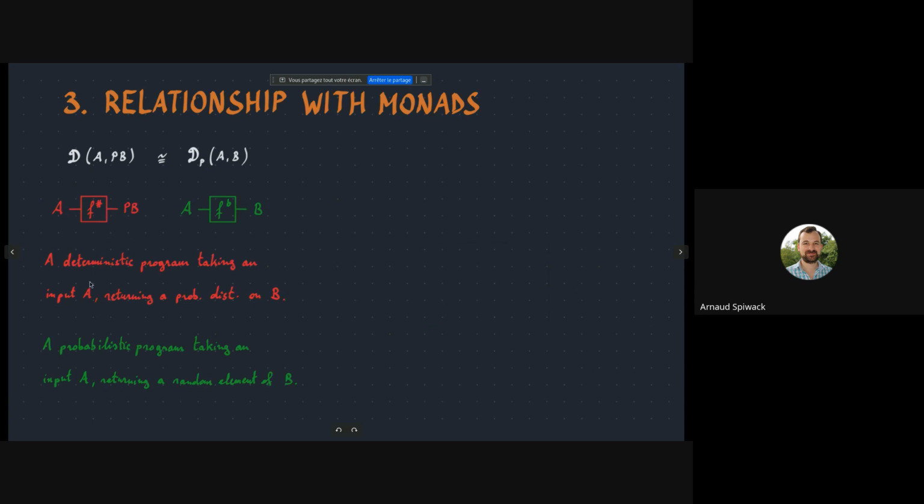On the left, we have a deterministic program. It takes an input and deterministically returns a probability distribution on B, as in, you are very sure of what the distribution is. On the right, in green, you have a probabilistic program. So this is not deterministic. It takes an input and returns a random output of B. What's the difference from just having a probability distribution over B? Well, there's no difference. But the way the computer will see this is actually different.